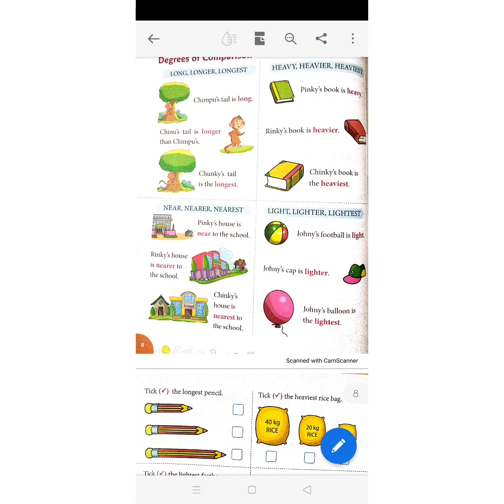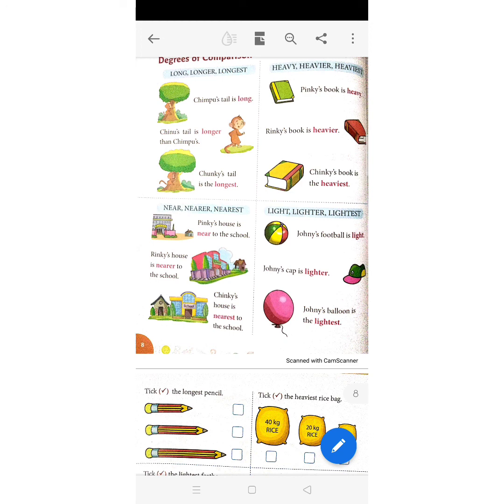The next one is light, lighter, lightest. Johnny's football is light, whereas Johnny's cap is lighter, and Johnny's balloon is the lightest. Here the three objects are being compared. First one, the football of Johnny's, is light, whereas his cap is lighter than the ball, and his balloon is the lightest among the cap and the football. Compared to them, the balloon is the lightest.